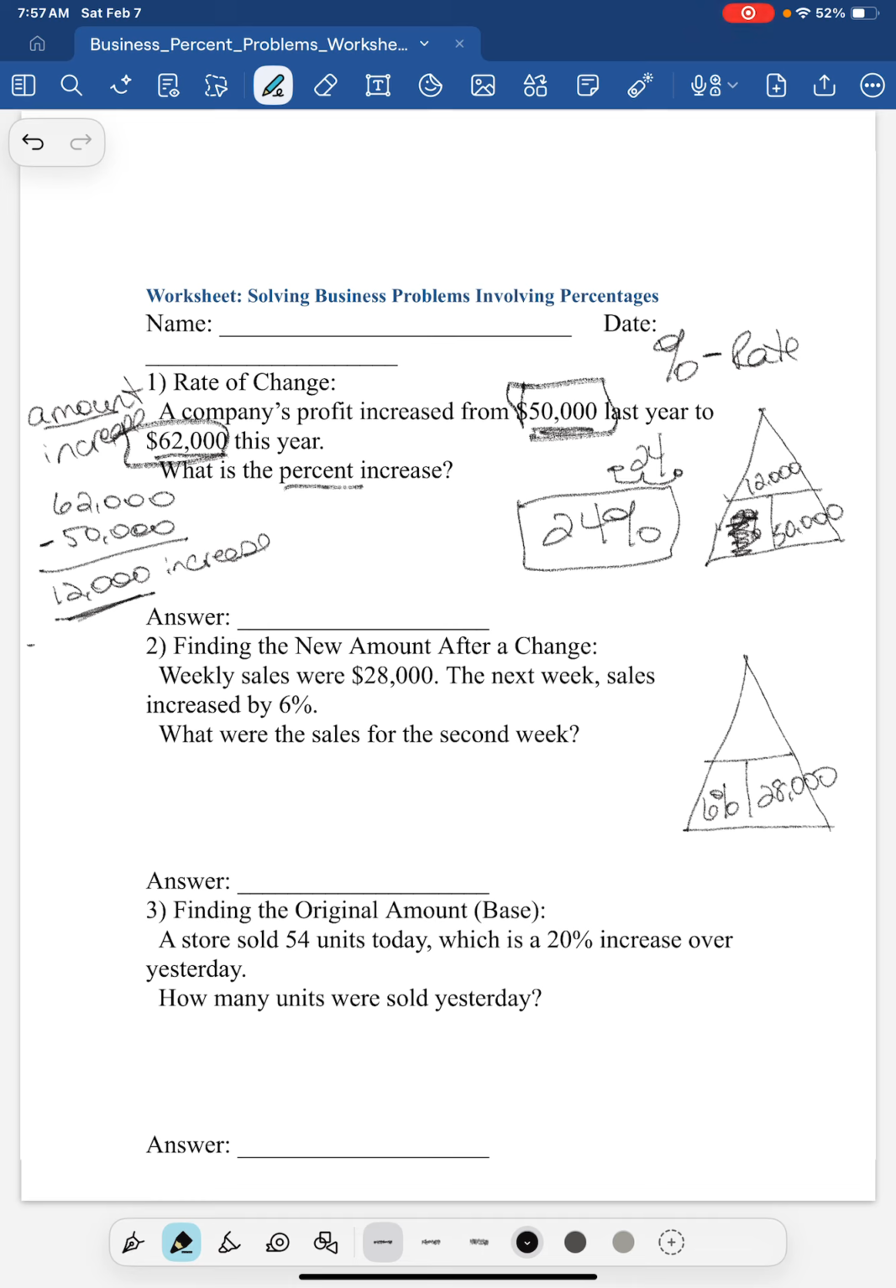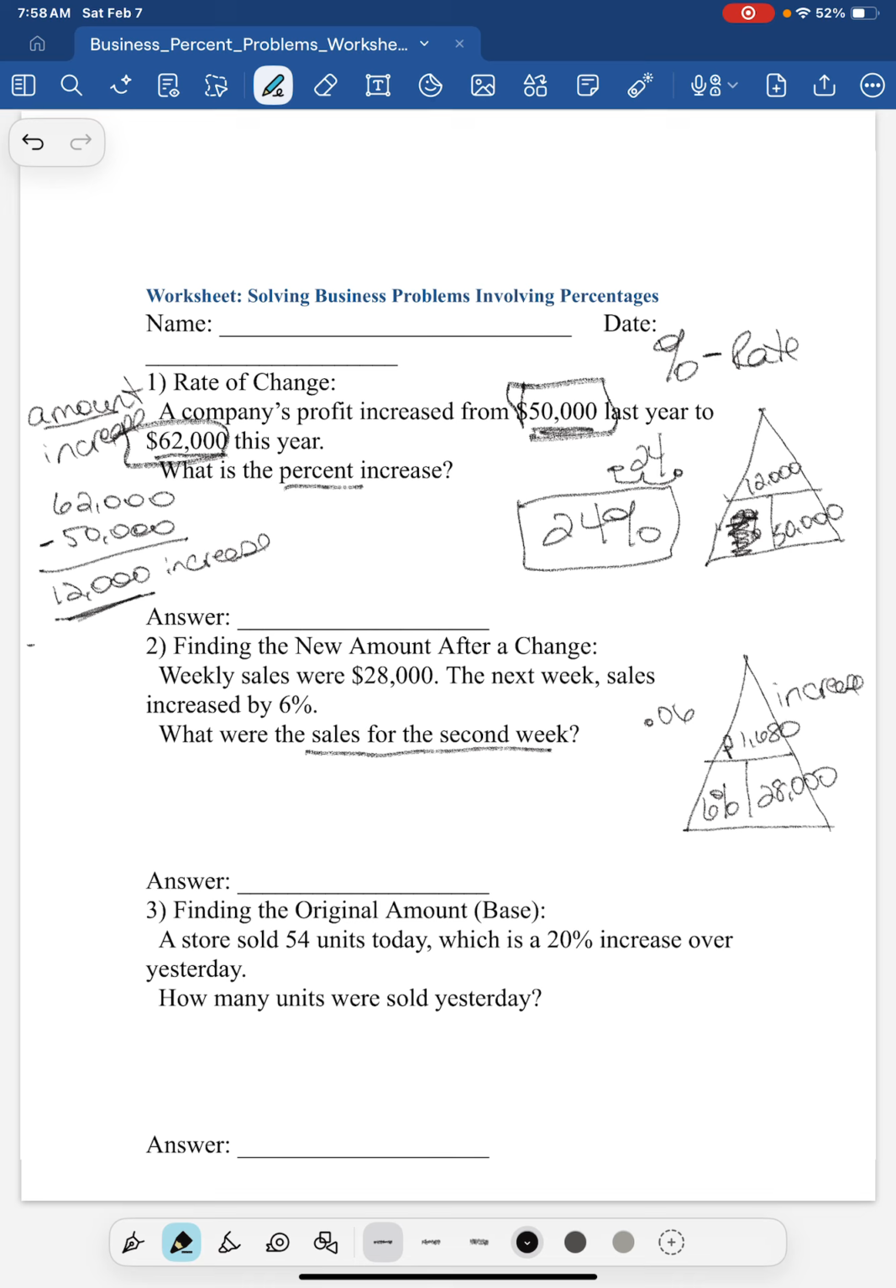Now, this is where we're going to get a little tricky and have to make sure that we use rational thought to see if the answer we think we've gotten for a problem is correct. Because the portion we find here is not going to be the sales for the second week. What it's going to be is the increase, okay? Because if you go to your calculator, remember this 6% has to become 0.06 to work with it in a mathematical equation. We're going to do 0.06 times 28,000.